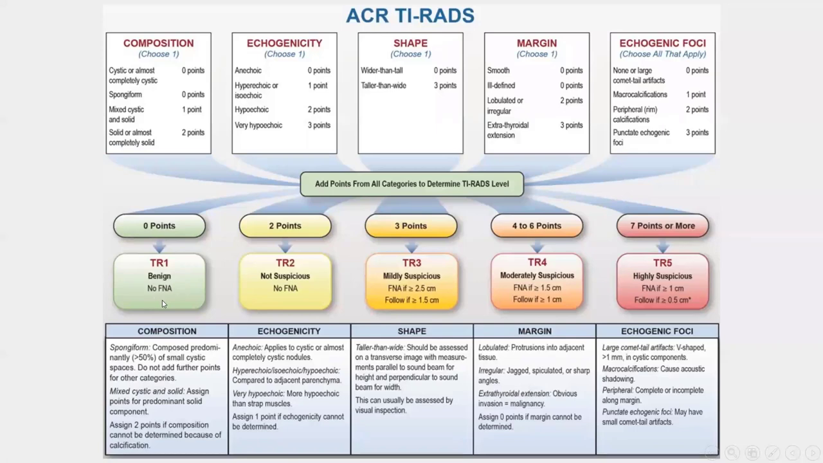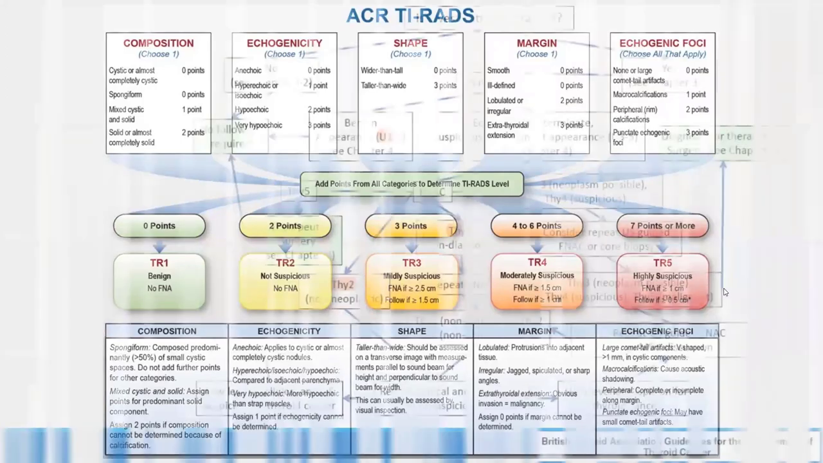And each one: thyroid 1, this is benign, no need for fine needle aspiration biopsy. Thyroid 2, not suspicious, no need for fine needle aspiration biopsy. Thyroid 3, mildly suspicious of malignancy, we do fine needle aspiration biopsy if the nodule is more than 2.5. Thyroid 4, we need to do fine needle if the nodule is more than 1.5. And thyroid 5, highly suspicious, we do fine needle aspiration biopsy if the nodule is more than 1 centimeter. This is a thyroid classification, which is the American College of Radiology classification.